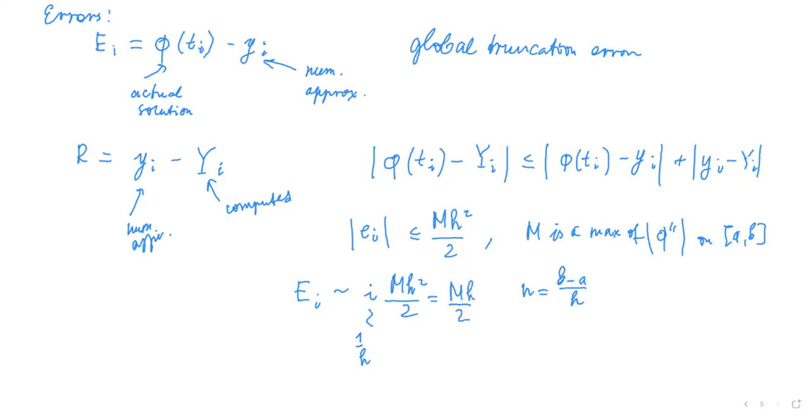Or global truncation error is going to be proportional to the step. And this is for Euler's method, just proportionality to the step. Improved Euler's method is going to make it proportional to the step squared, and the Runge-Kutta method to the step to the power of 4.